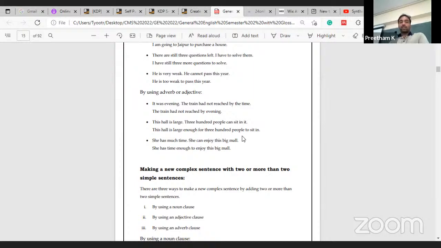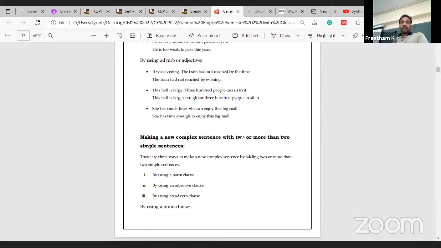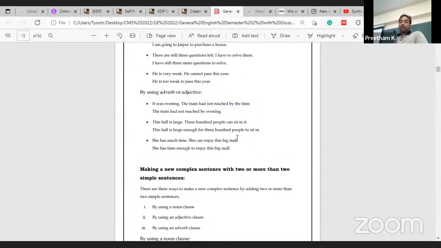This hall is large, 300 people can sit in it. This hall is large enough for 300 people to sit in it. What is "300 people to sit in it"? It's an adjective because it is describing the hall. Anything that describes a noun is an adjective.